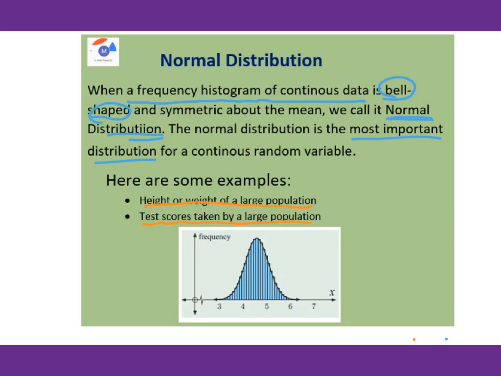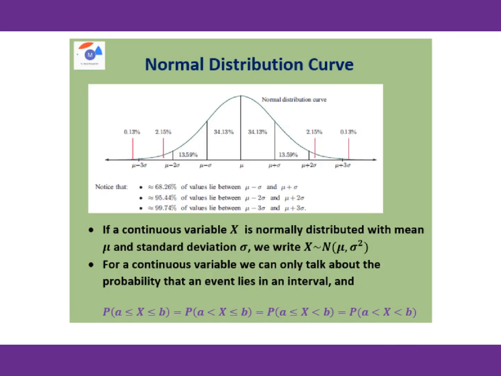This is a typical normal distribution graph. You could see this is bell-shaped. And this point will be mean, median, mode. This curve we call normal distribution curve. Try to remember those numbers.